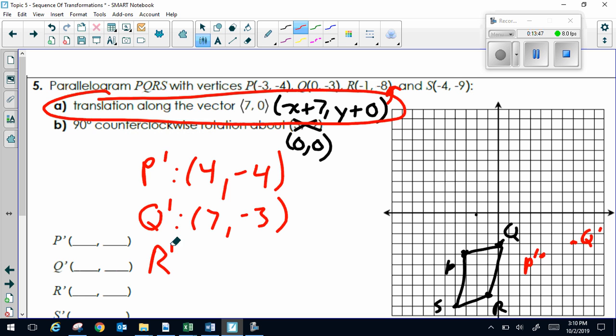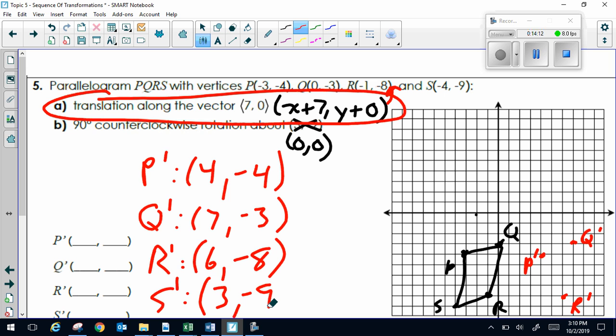Okay, R prime. Plug in the negative 1. Negative 1 plus 7 gives me positive 6. And then that's going to still be at negative 8. Here's R prime. And then S prime, same thing. Negative 4, plug it in. Negative 4 plus 7 gives you positive 3. And then it's going to be at negative 9. Right here. So S prime is right there. You can see it just shifted to the right a little bit.